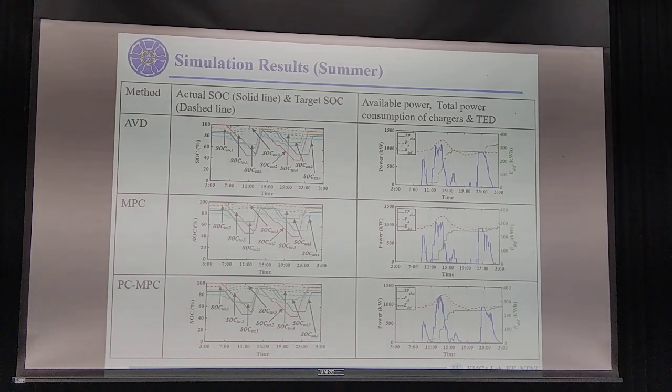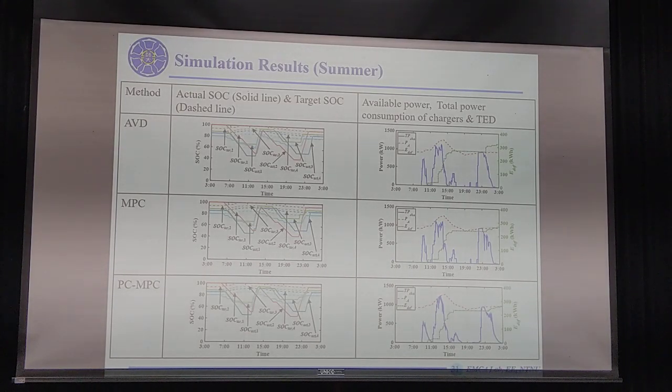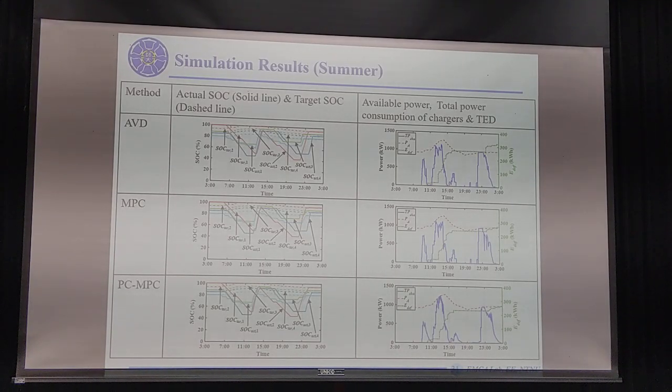The results in summer are very similar to the winter. However, you can notice that the target SOC in summer is slightly higher, and the changes are more significant than in the winter scenario. This is because the energy consumption of electric buses increases at higher temperatures.